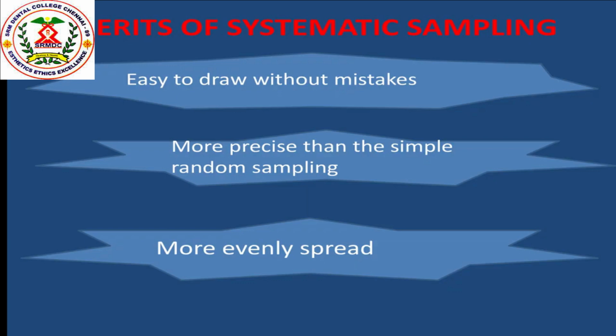Why it is more precise is that in simple random sampling, you need to get data on all the persons, at least their registration number or at least their number, to select from them randomly. But here, since we select by every nth number, it gets selected systematically. This is more precise when compared to simple random sampling. Third, more evenly distributed. As we select every nth number, the distribution among the sample is so even.